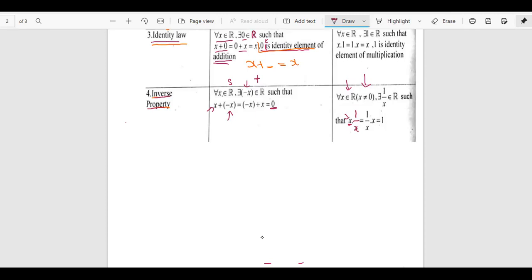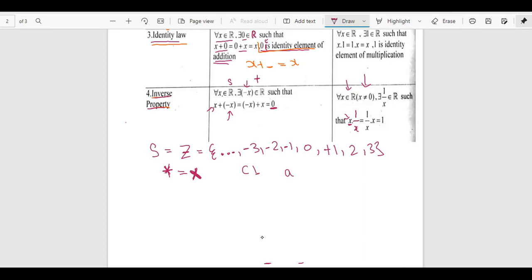Now think of the set of integers, which has so many elements: all the negative integers, then you have zero, then you have positive integers. And this time our operation is not addition, our operation is multiplication. Okay, now quickly let's check the closure law.